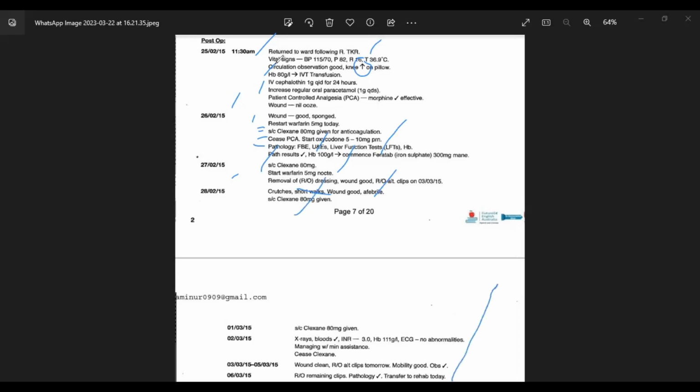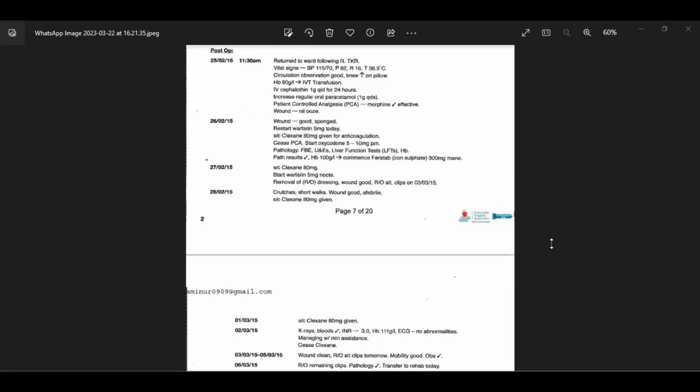So still we can see there, on the first day we have some information, then on the second day X-ray and blood, everything was normal. INR was 3.0, hemoglobin was 111, ECG was normal, managing with minimum assistance, and we can see that the patient was transferred to the rehab.